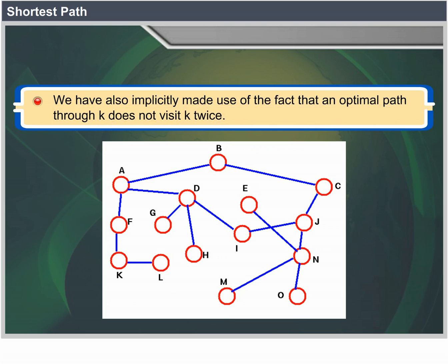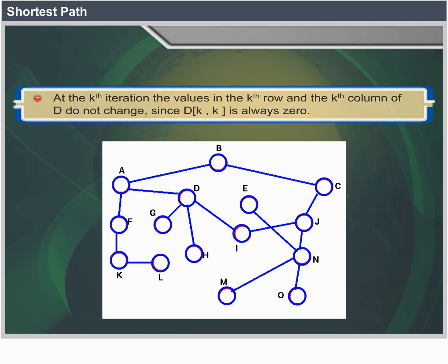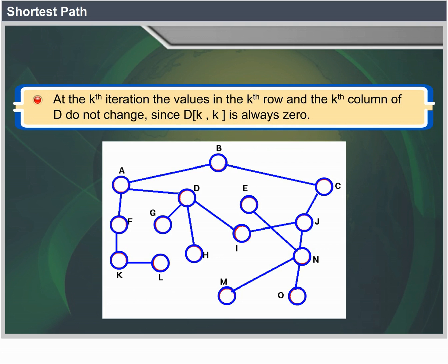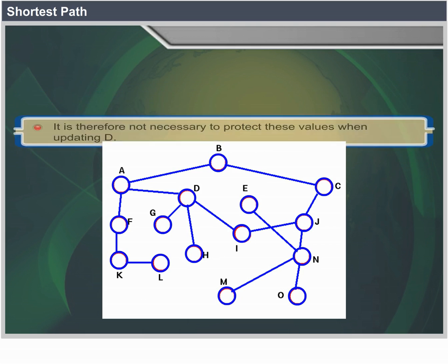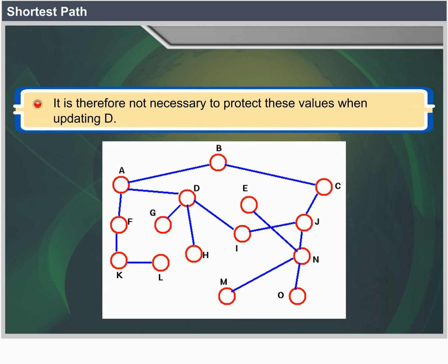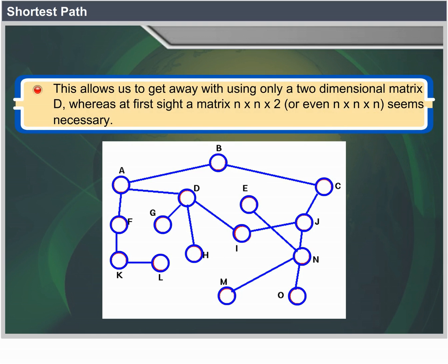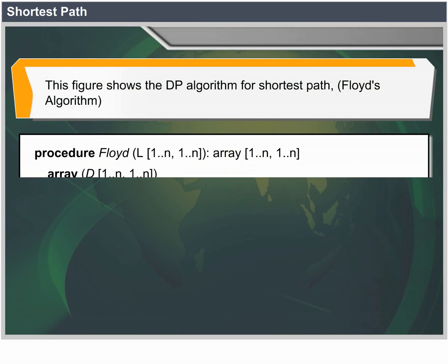At the kth iteration, the values in the kth row and the kth column of D do not change, since D[k,k] is always 0. It is therefore not necessary to protect these values when updating D. This allows us to get away with using only a two-dimensional matrix D, whereas at first sight a matrix n by n by 2, or even n by n by n, seems necessary. This figure shows the dynamic programming algorithm for shortest path, that is Floyd's algorithm.